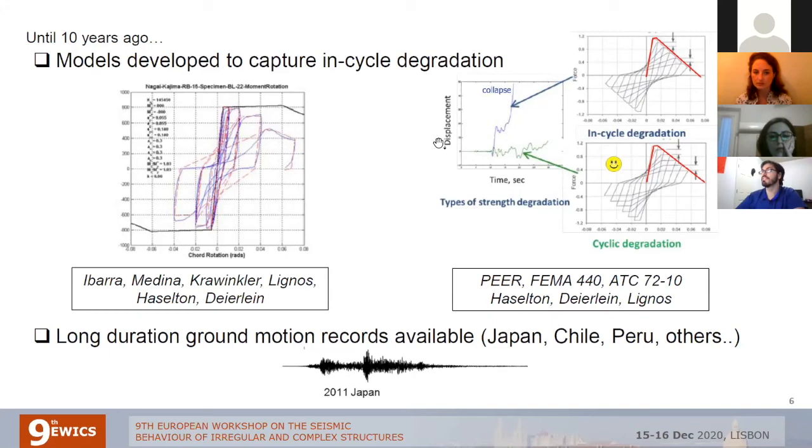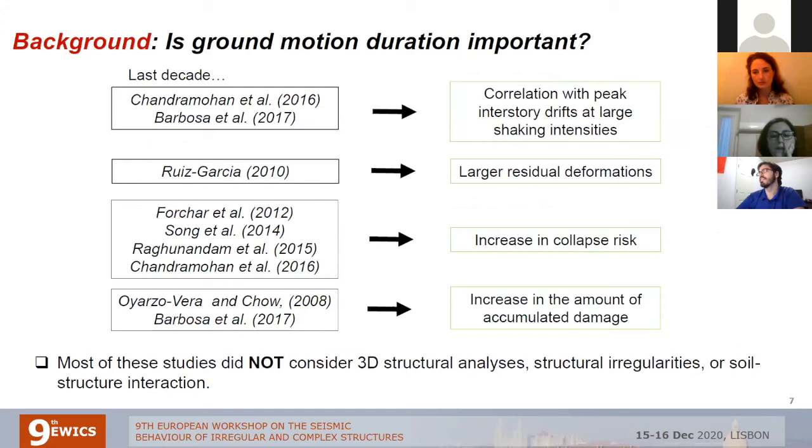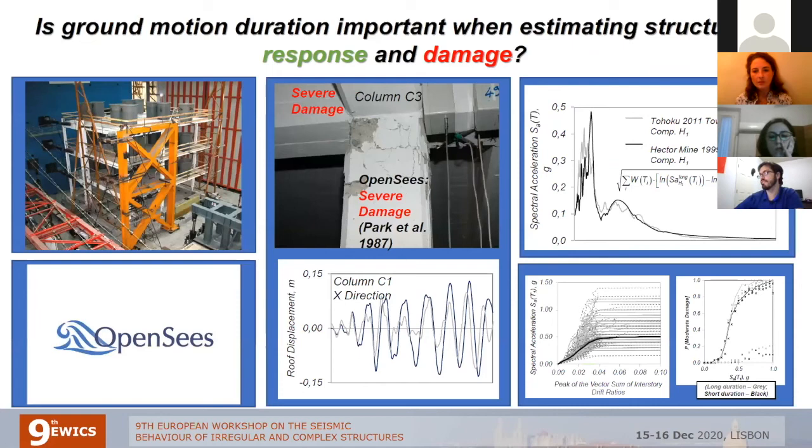During the last decade, this topic kept being studied, and some of the conclusions started to change. Correlation of peak interstory drifts with shaking intensities showed up, along with large residual deformations in long duration earthquakes, increase of collapse risk due to the duration of earthquakes, and also increase of accumulated damage. But again, most of these studies still didn't consider 3D analysis. So the purpose of this study is to understand how duration affects a 3D building with plan irregularities.